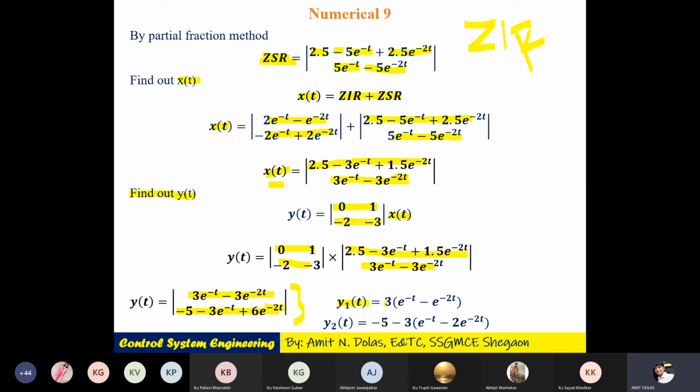And after this, what will y1 be? y1 is the first signal, where 3 is taken common from the upper term. And y2 is the second signal, the second term. So these are the two output components that we obtain in the time response. So there are two different outputs here, you can see.